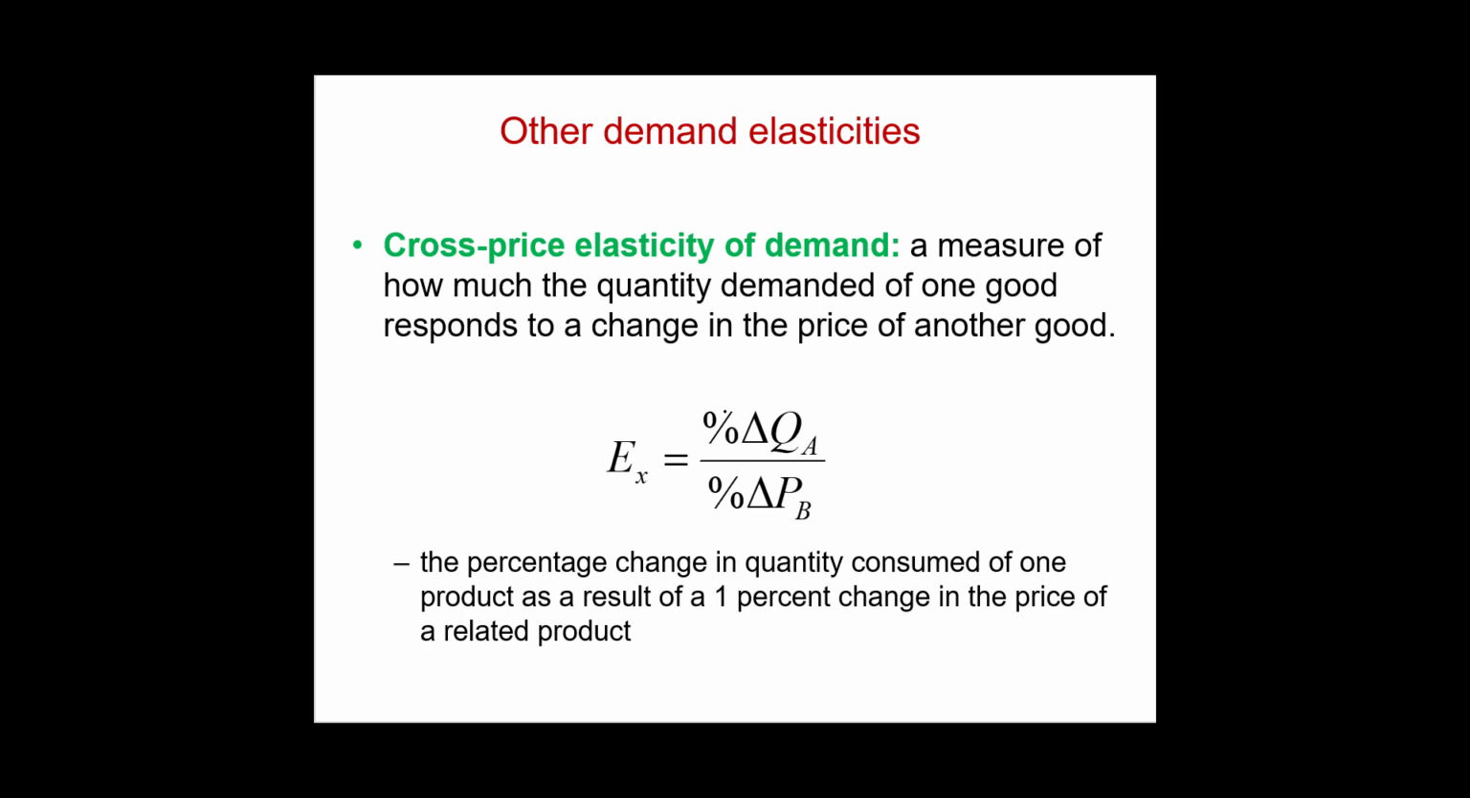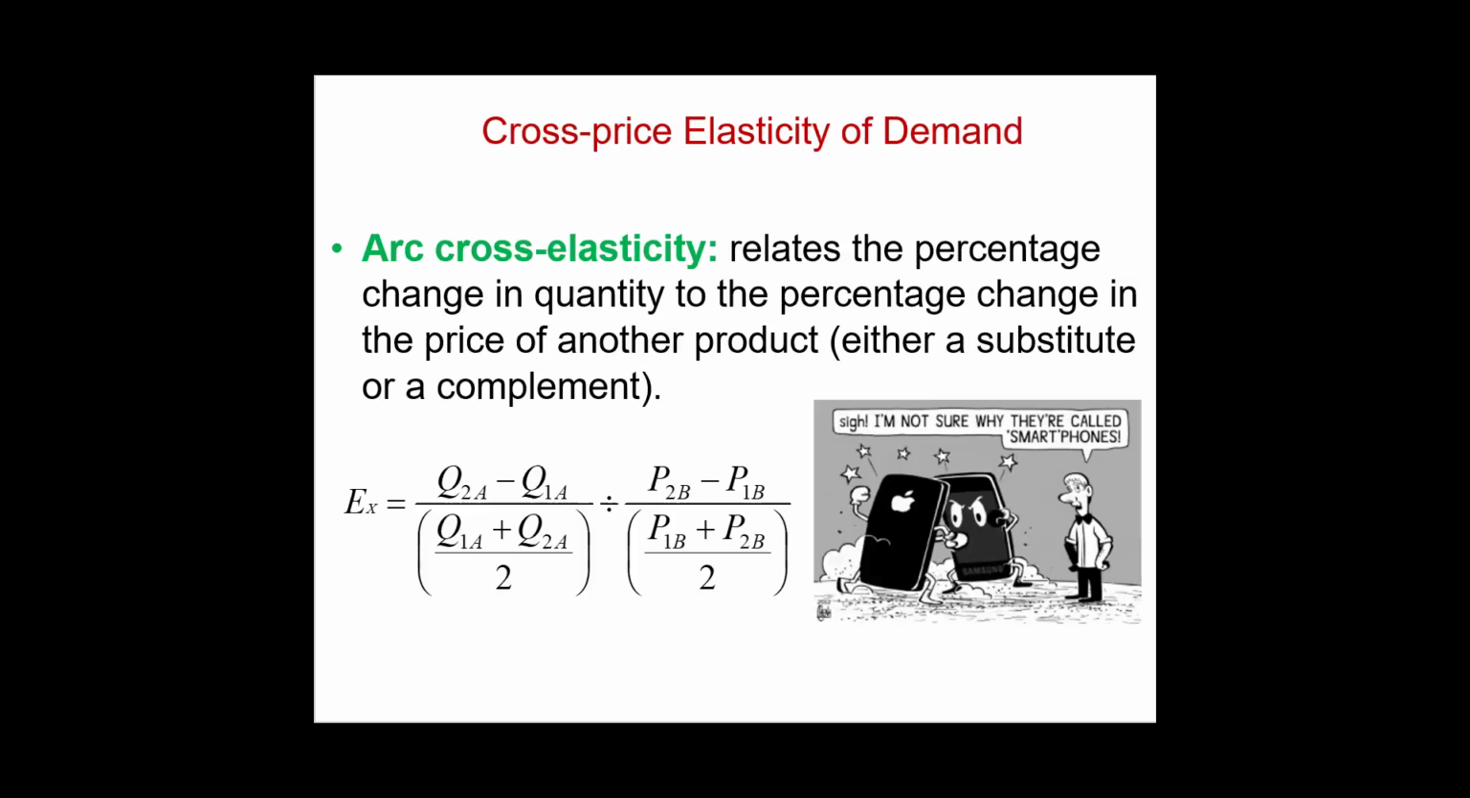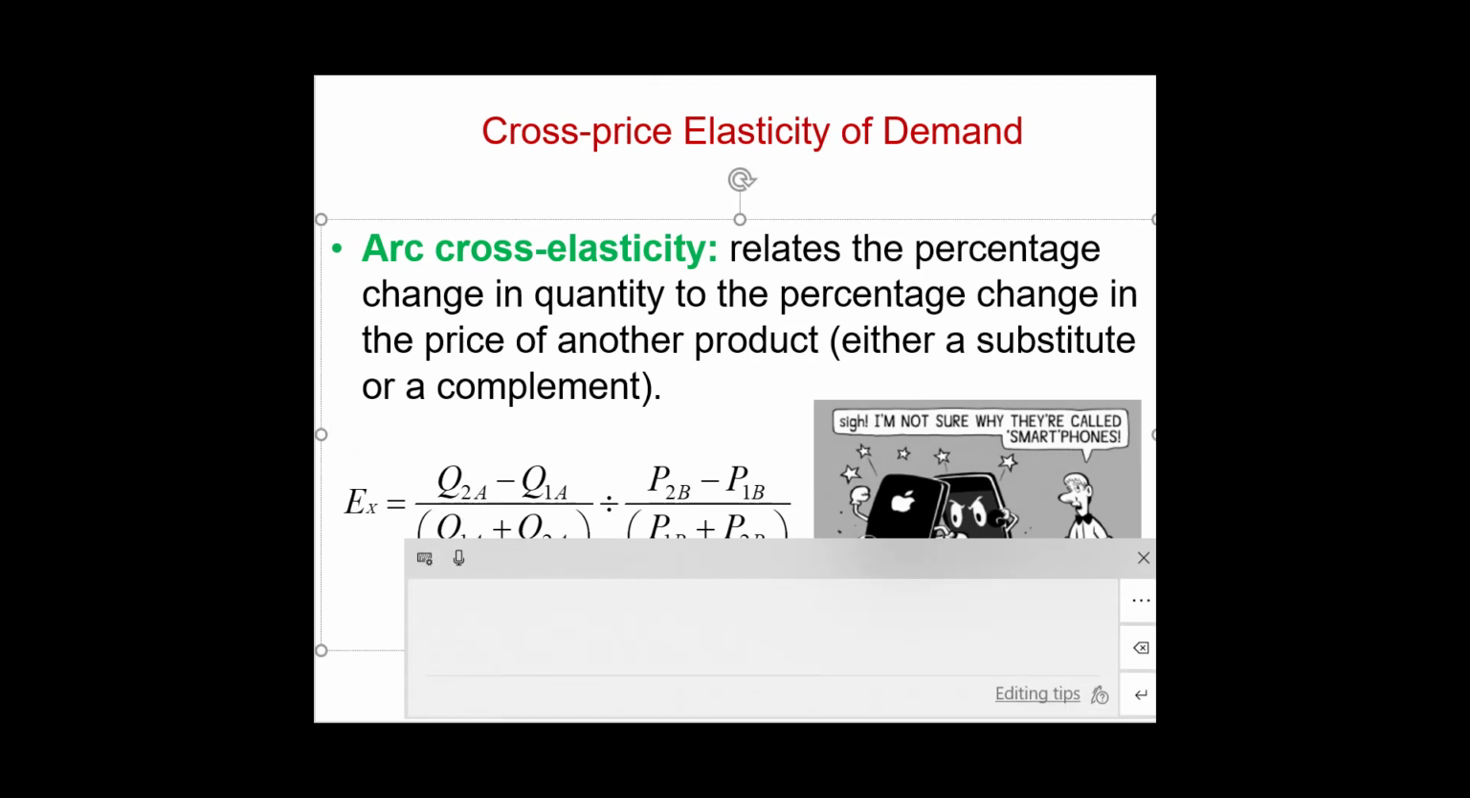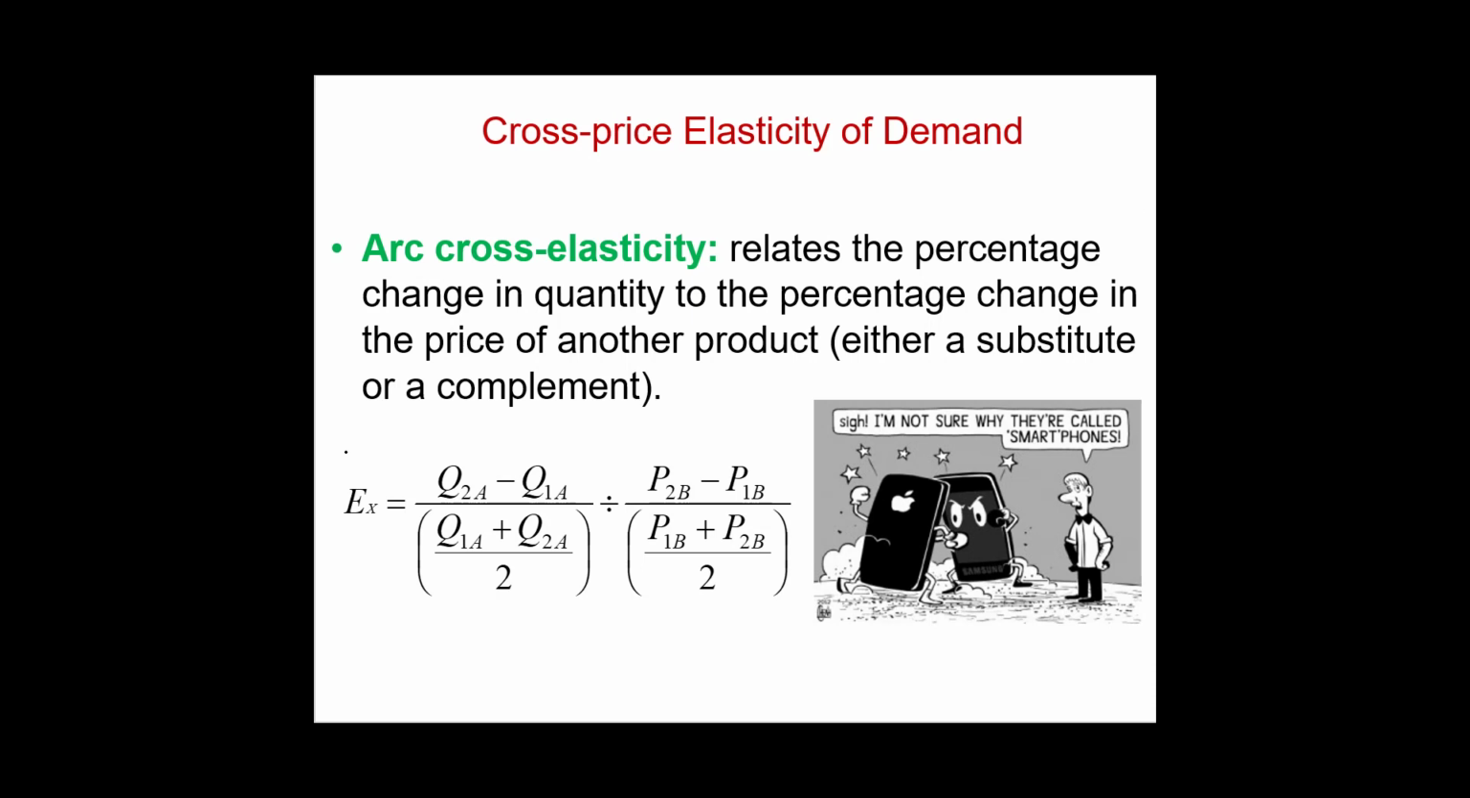So if we apply the definition on the formula, we have in the numerator percentage change in quantity demanded of product A divided by percentage change in the price of product B. So we're looking at the relationship between product A and product B here. Now let's have a look at the actual formula for calculating the cross price elasticity of demand. We'll be using this ARC method formula.